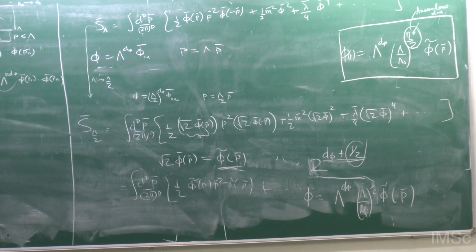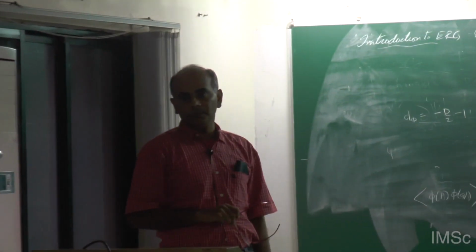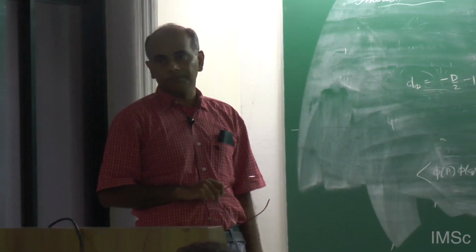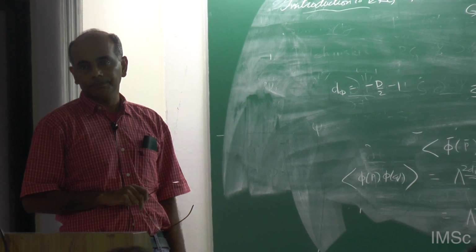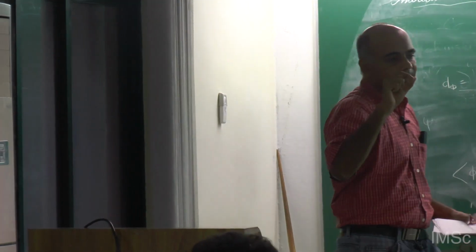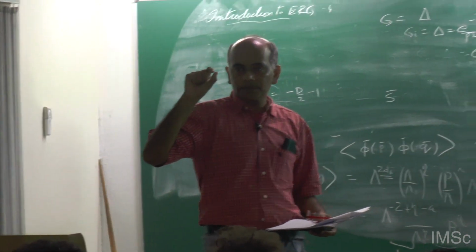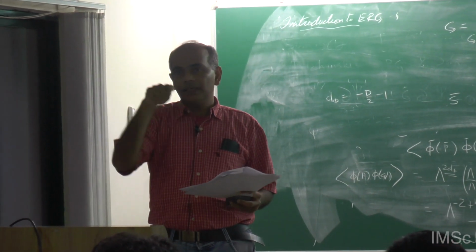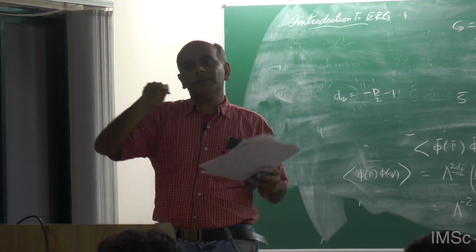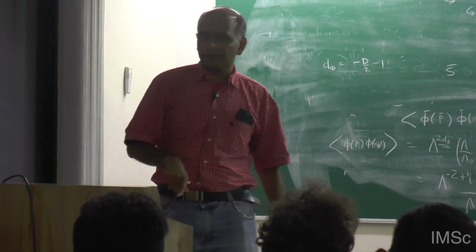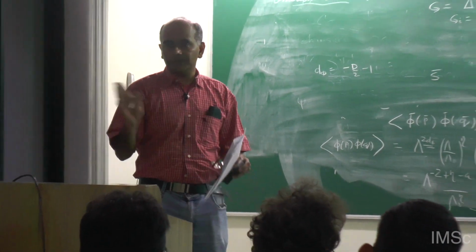Well, if you're right at the fixed point, the correlation length is infinite. There'll be some parameter that you have to tune, like a mass parameter or a relevant variable that you tune to get to the critical surface. If you're at the critical surface, the correlation length is strictly infinite. And the fixed point lies on the critical surface. So the correlation length is infinite.